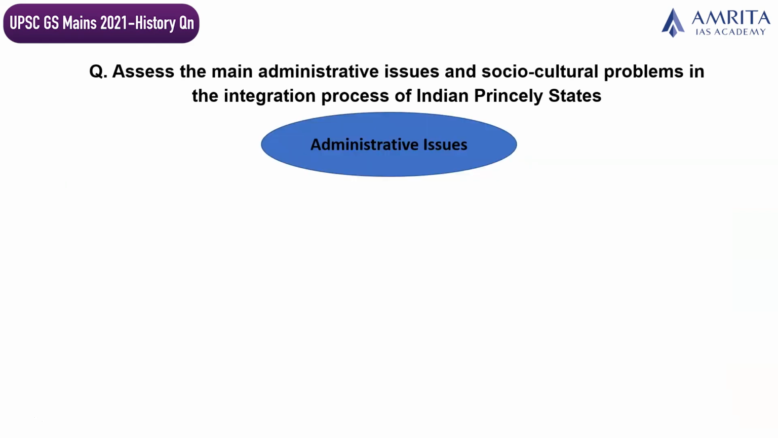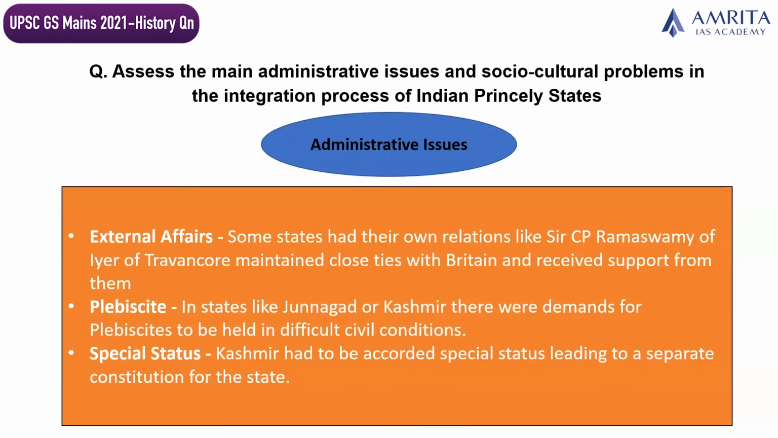Apart from the administrative issues, students, there are a few more points here. First one is external affairs. As I had told you, there were many states, particularly the state of Travancore, that had close relations with the British and were receiving support from them. Hence, cutting that support and making them realize that you need to join the Indian Dominion was a major mammoth task for the Indian politicians.